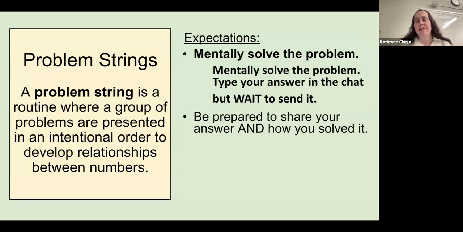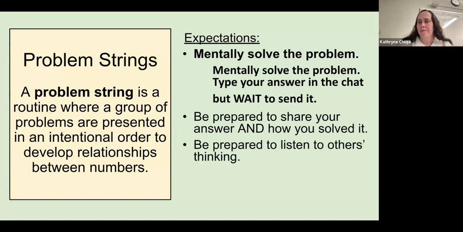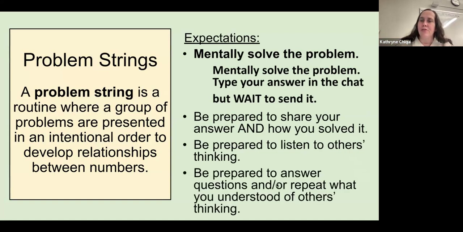I want you to also be prepared to share and answer how you solved it. And be prepared to listen to other people's thinking. And finally, be prepared to answer questions that I might ask. Like restate another participant's thinking or what you understood about their thinking. And that's to, again, give them an opportunity to solidify that understanding of other ways of thinking.